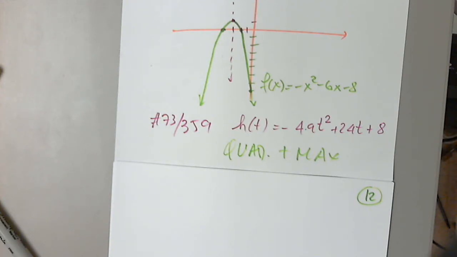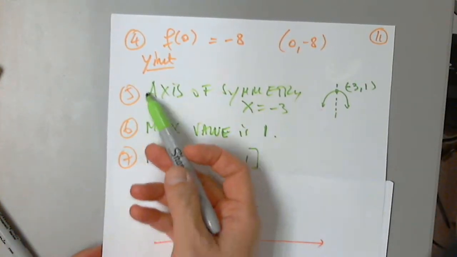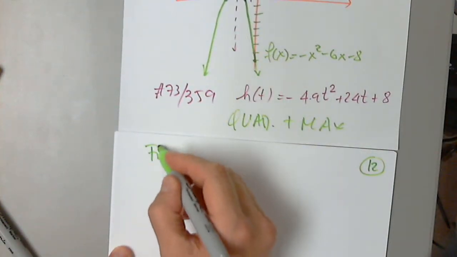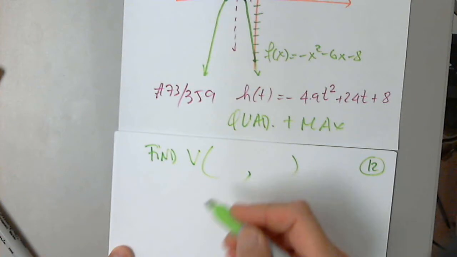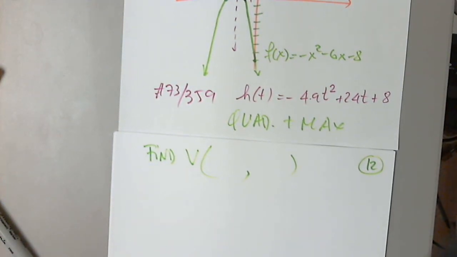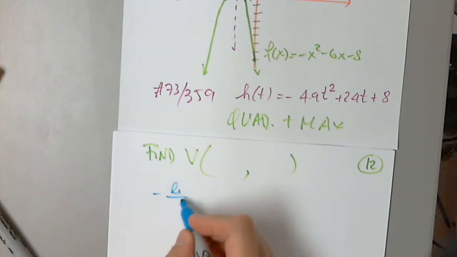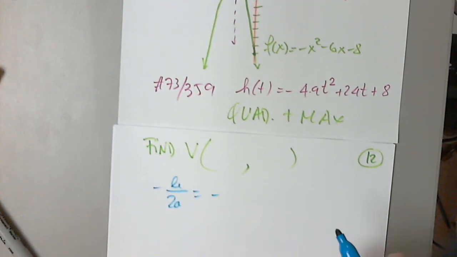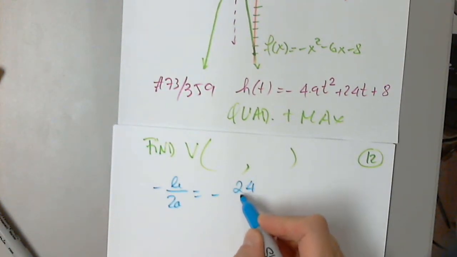Which point will I have to determine that will give us the maximum and the time needed, the vertex? Excellent. So the whole thing reduces to finding the vertex. So find the vertex. How do I find the x-coordinate of the vertex? -b over 2a. How much is b? Over 2 times a.